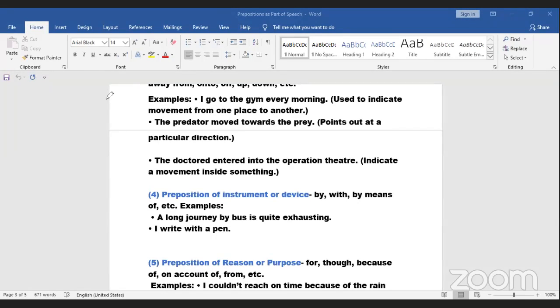Then I say, I write with a pen. You write how? That mode of writing, with a pen. All right, so this is the preposition of instrument or device. Another example, a long journey by bus. Okay, he went here by air. That is a preposition of instrument or device. By means of what? Mode of doing that thing. I write with a pen. Okay, or anything. That is a preposition of instrument or device.